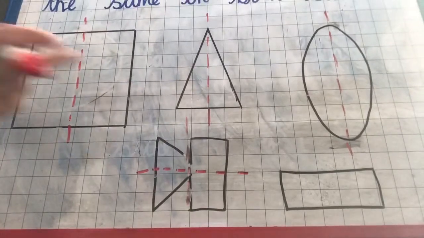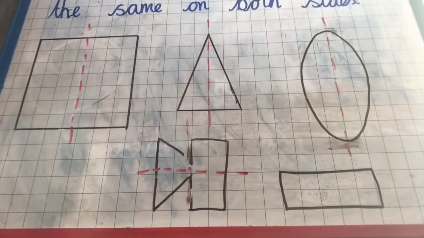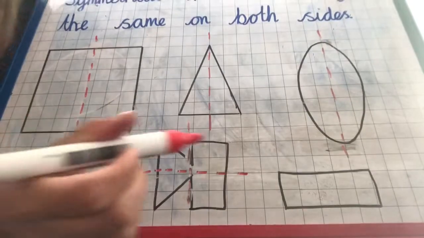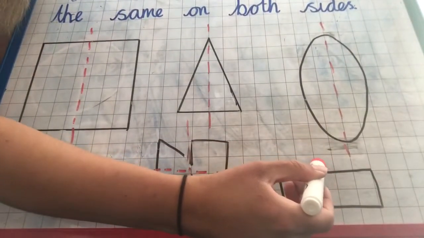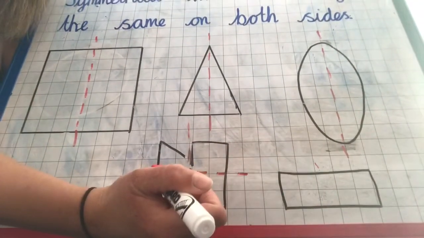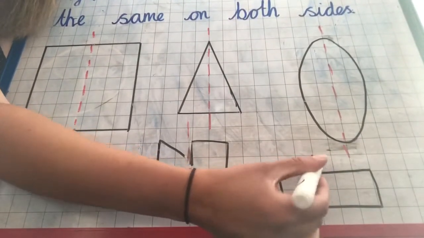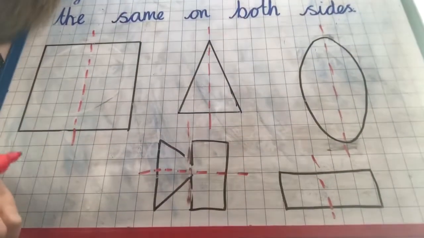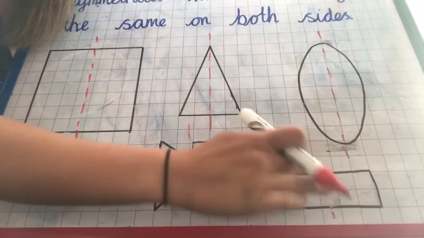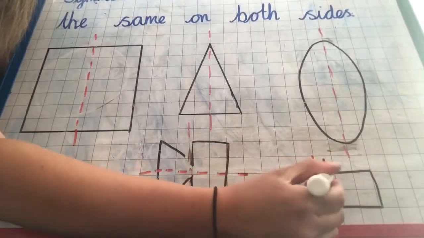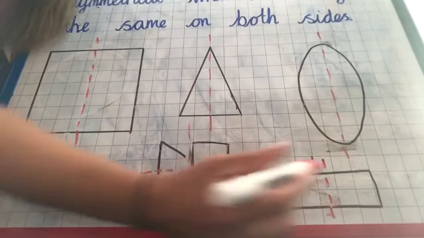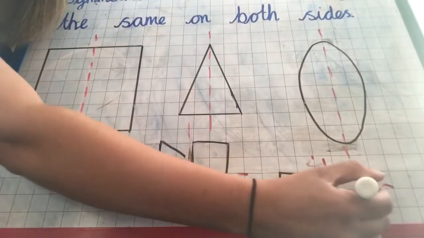Now, the final shape I've got is a rectangle. So again, I'm going to look horizontally. Could I make it symmetrical? Yes, I could. And I'm going to look vertically. Could I make it symmetrical? Yes, I could. Oh, that's not quite right. There you go. And I'm also going to look horizontally. Could I make it symmetrical? Yes, I could.